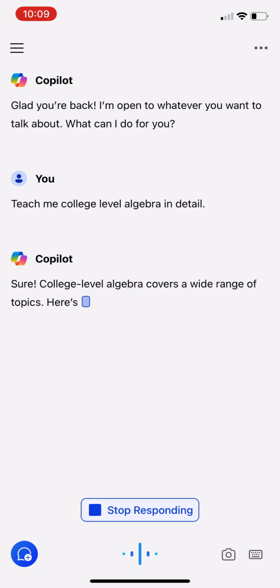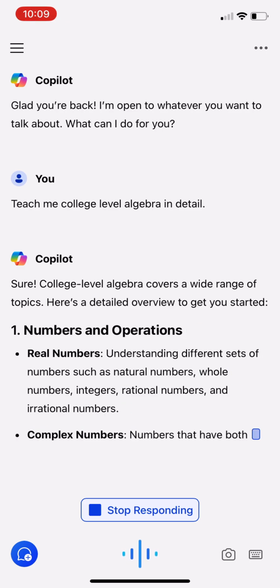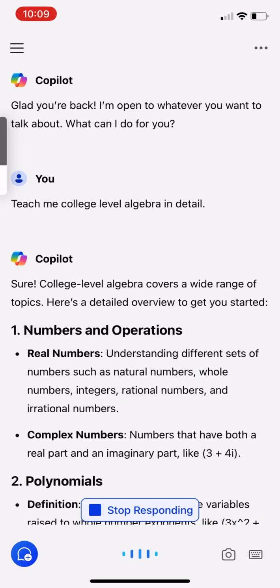Sure. College-level algebra covers a wide range of topics. Here's a detailed overview to get you started. 1. Numbers and operations. Real numbers: understanding different sets of numbers such as natural numbers, whole numbers, integers, rational numbers, and irrational numbers. Complex numbers: numbers that have both a real part and an imaginary part, like 3 plus 4i.